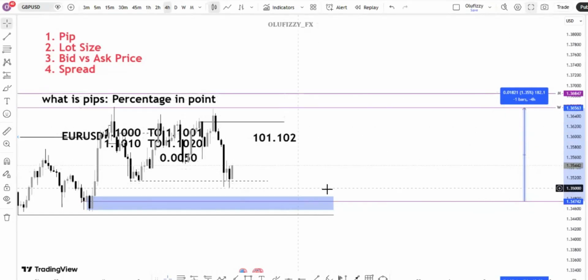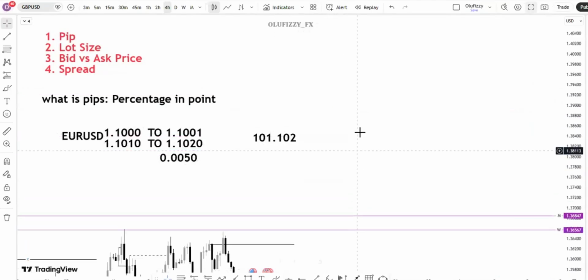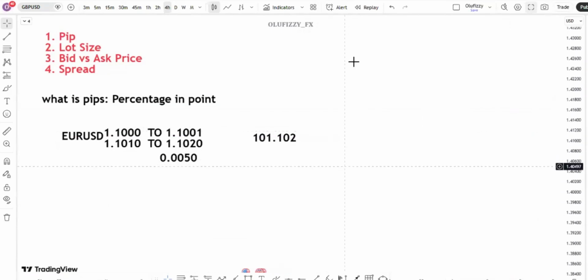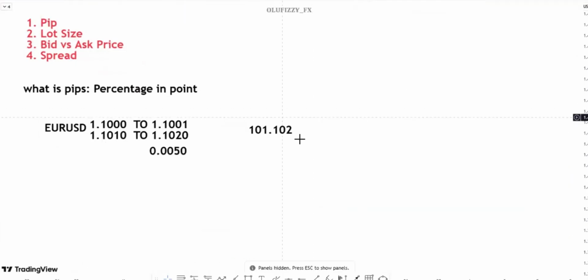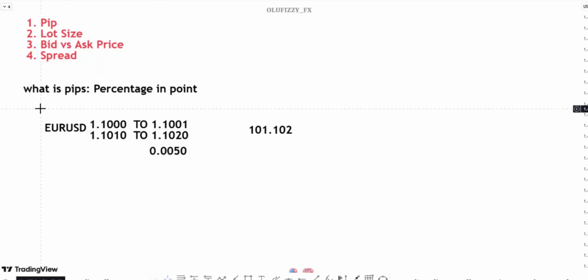So for you to know how far price moved from one region to another, you just have to check how many pips price moved. That is how you can determine how far price moved from this region to another. I said that if price moves in your direction by 50 pips, you will make money, and if price goes against you by 50 pips, you will lose money. But the amount you are going to lose depends on the size of your trade. And that is what now takes us to lot size.